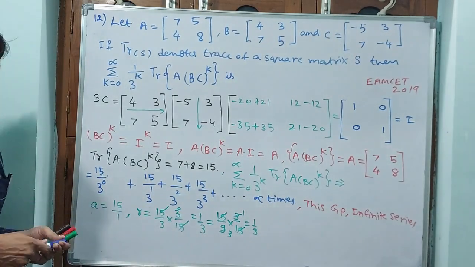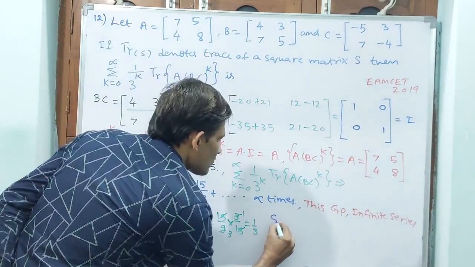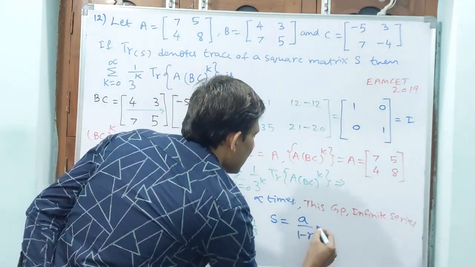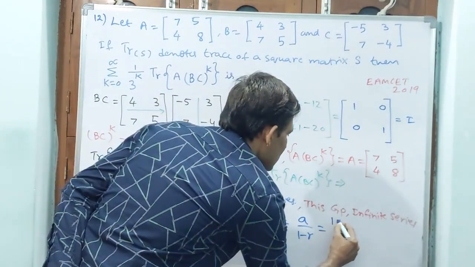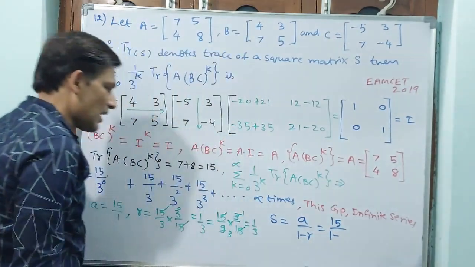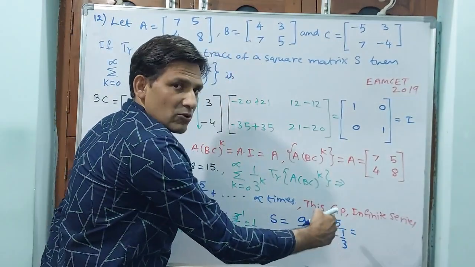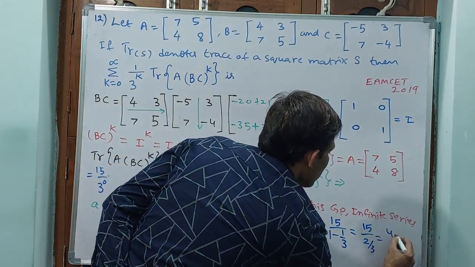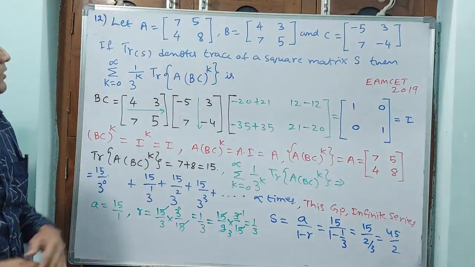This is an infinite series. What is the formula for an infinite geometric progression? The sum S is equal to A by 1 minus R. That's all. A is 15, by 1 minus R, and R is 1 by 3. So 3 minus 1, 2 by 3. 15 by 2 by 3 is equal to 45 by 2, which will be your answer. Okay?